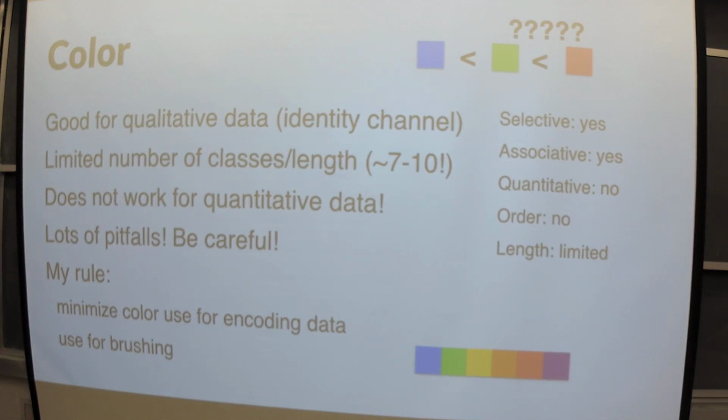And I already mentioned this before, I'm going to repeat it. A rule of thumb for me is to minimize color usage for encoding data and use it for grouping or for pop-out effects that I want to achieve. It is selective, it's associative, it's not quantitative, it's not ordered, and we have a limited length.